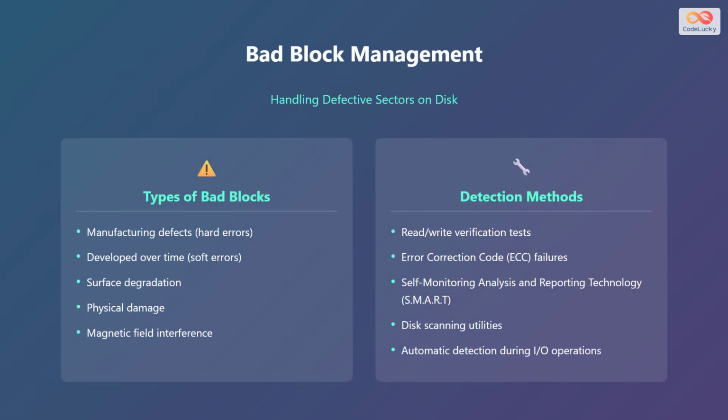Now let's delve into bad block management, which is the strategy for handling defective sectors on a disk. Bad blocks can occur due to manufacturing defects known as hard errors or develop over time, referred to as soft errors. Other causes include surface degradation, physical damage, and magnetic field interference. Detection methods involve read or write verification tests, error correction code failures, self-monitoring analysis and reporting technology or S.M.A.R.T, disk scanning utilities, and automatic detection during input-output operations.